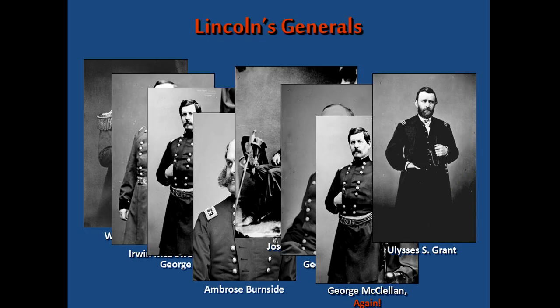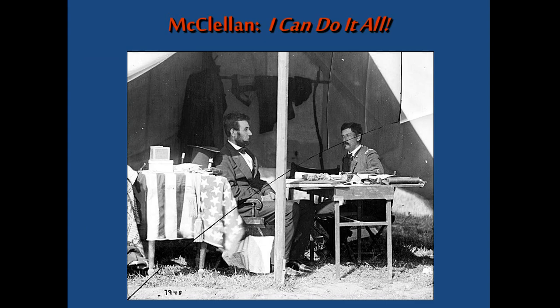Finally, Lincoln would settle on Ulysses S. Grant, who is a major player who's going to help win the Civil War and eventually become a United States president. McClellan's like, I can do it. Seriously, I can. And Lincoln's like, yeah, right. I gave you a second shot.